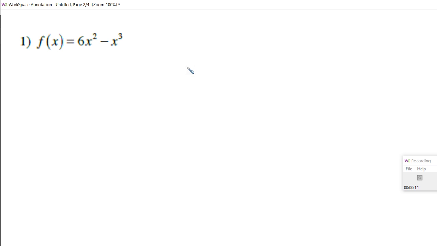The first thing we're going to look at would be increasing and decreasing, minimum and maximum, and critical points. If you remember, all of those have to do with the first derivative. So we have f of x, and we're going to take the first derivative of f of x to find all of the increasing, decreasing, max and min if they have both, and critical points. Okay, so the derivative of this would be 12x minus 3x squared.